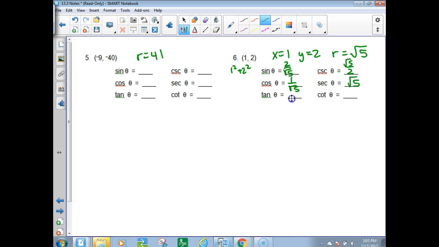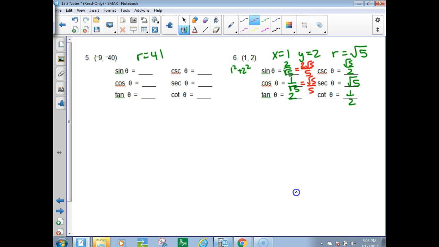So that makes the secant the square root of 5. And the tangent, of course, is y over x, so that'd be 2 over 1, and the cotangent would be 1/2. Go back and rationalize the sine and cosine. So you're going to multiply top and bottom by the square root of 5, giving you 2 root 5 over 5 for the sine. Multiply top and bottom by the square root of 5 on the cosine, giving you the square root of 5 over 5.